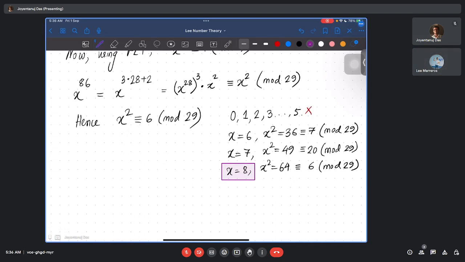So actually, we can reduce our calculation significantly, since we are trying to solve x square. Suppose we take modulo 29, for example. So 0, 1, 2 up to the last few numbers, 26, 27, 28. These are the whole set, modulo set. But this number I can write as minus 1, in modulo 29.